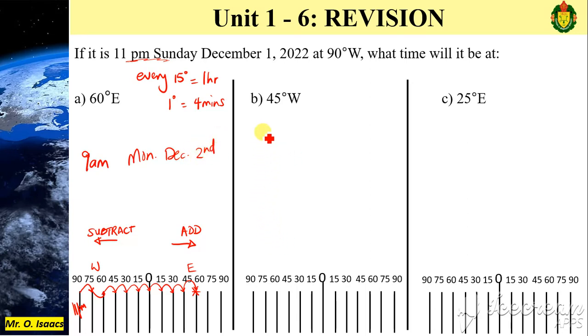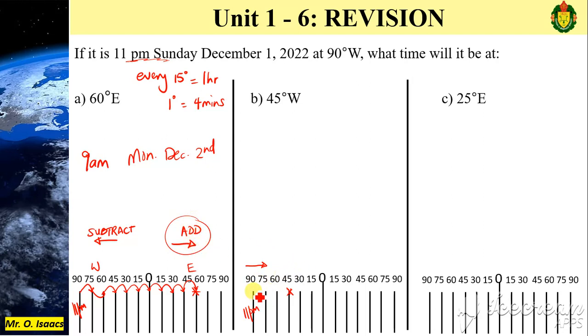Let's look at this example here, B. We have 45 degrees west and 90 degrees west. We already know that 90 degrees west here is 11 p.m. I want to find the time at 45 degrees west. So we're going to go in this direction because we're going to find it right here. Once you're moving towards the east, even if you're in the western hemisphere, it means that you're going to add, as we have it here.